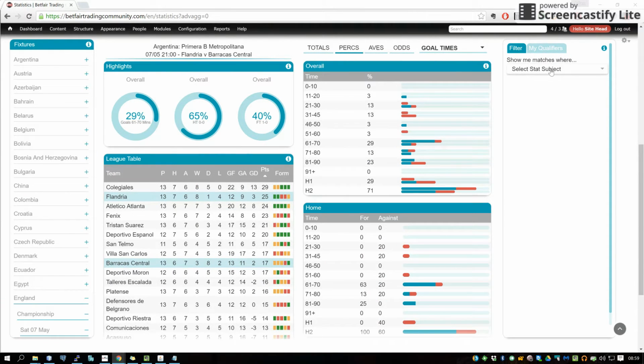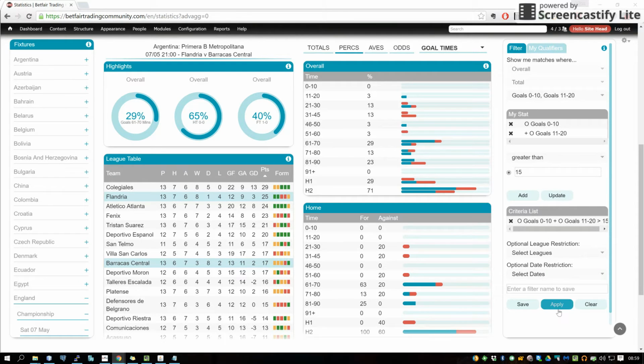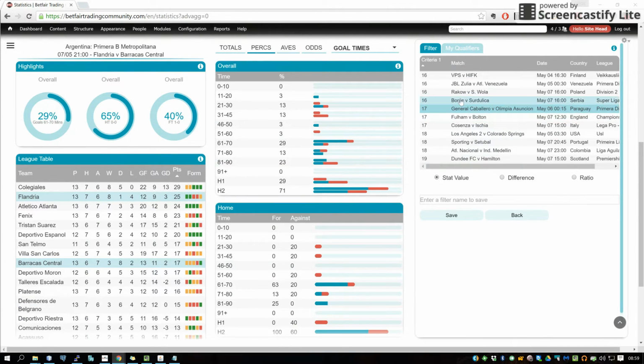I think in this case it's actually going to be better to look at total goals rather than percentages. So let's clear this. We'll select overall, then totals, goal times. We'll do the same again, add the 0 to 10 and the 11 to 20. Let's put greater than 15 goals, as that implies that there's been at least one goal in that time period in the vast majority of the two teams' matches. Click add and click apply, and this time I'll sort by highest because we're obviously interested in a high number. Okay, so top match here. We've got a good match with a lot of goals apparently in that time period, so let's have a look.